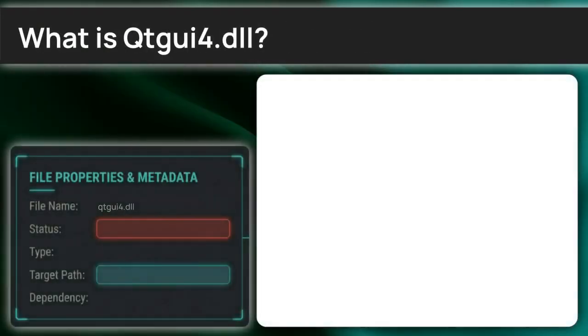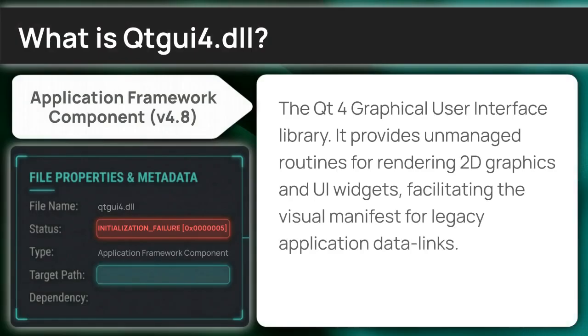This is the qtgui4, the Qt4 Graphical User Interface library. It provides unmanaged routines for rendering 2D graphics and UI widgets, facilitating the visual manifest for legacy application data links. Now that we've covered what the file does, let's jump into our first fix.